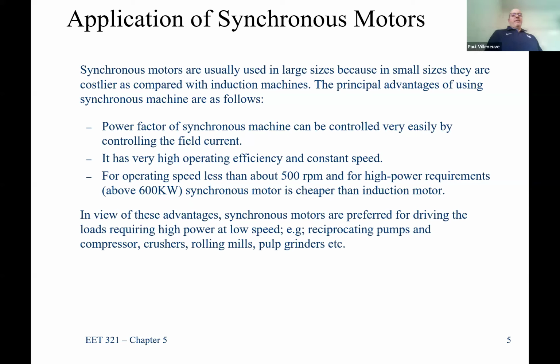And again, if you need 500 RPM, lower speeds, and above 600, a synchronous motor is actually cheaper than an induction motor. But in most applications, you're still going to go with an induction motor, because if you have variable speed needs, it makes it much, much easier. All right. So here are a couple examples: reciprocating pumps, compressors, crushers, rolling mills, and pulp grinders. Most of those are pretty limited in how often you actually see them, but there are some applications. And you can buy synchronous machines. They're available.